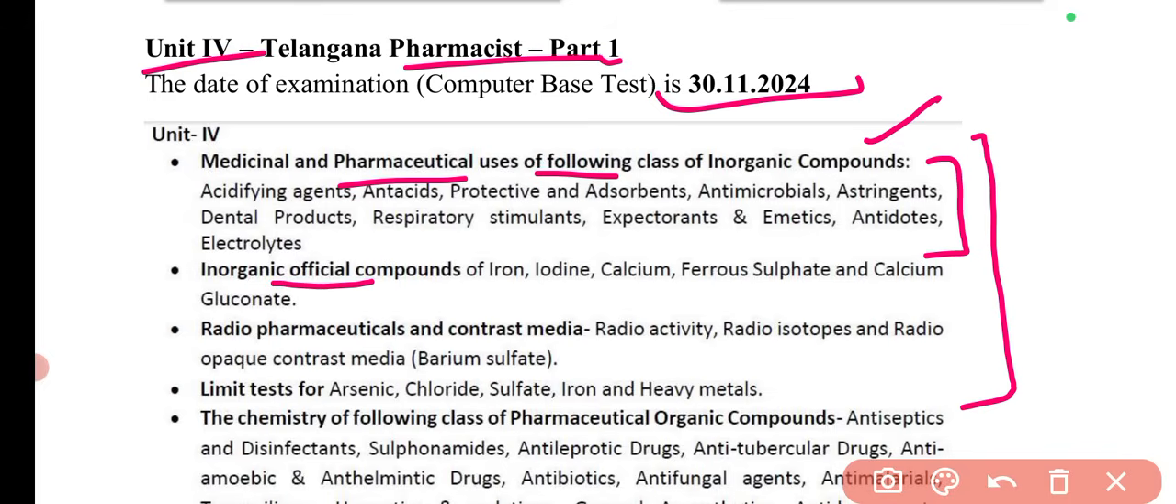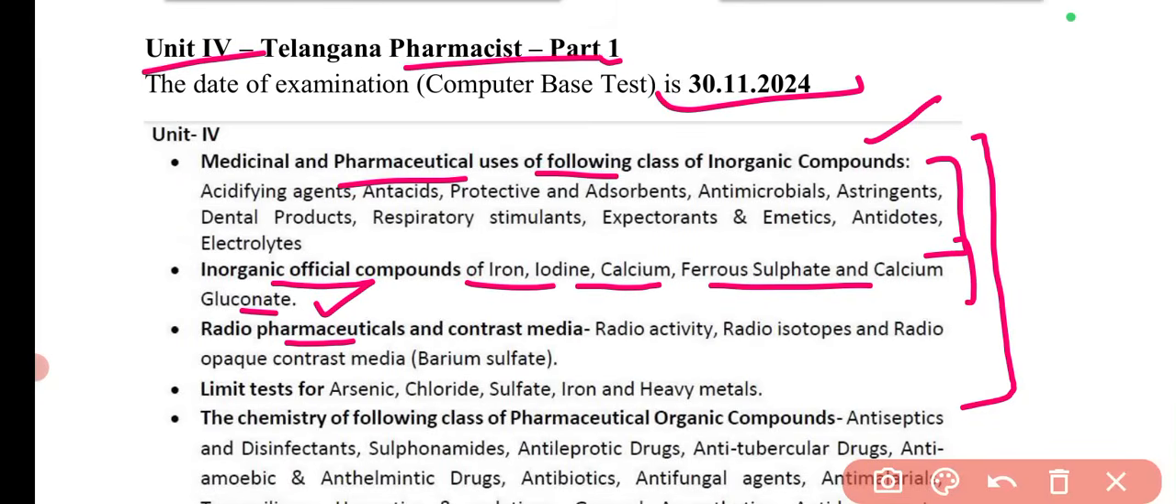In inorganic official compounds, you need to remember iron, iodine, calcium, ferrous sulfate, calcium gluconate. You need to know the basic information of these, like what the deficiency disorder is, what the role is if it is in excess quantity, and several other related information regarding these compounds.